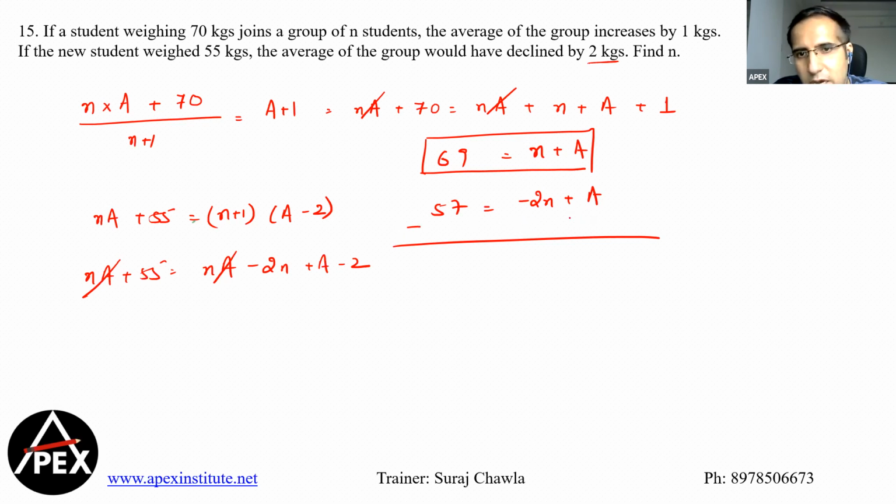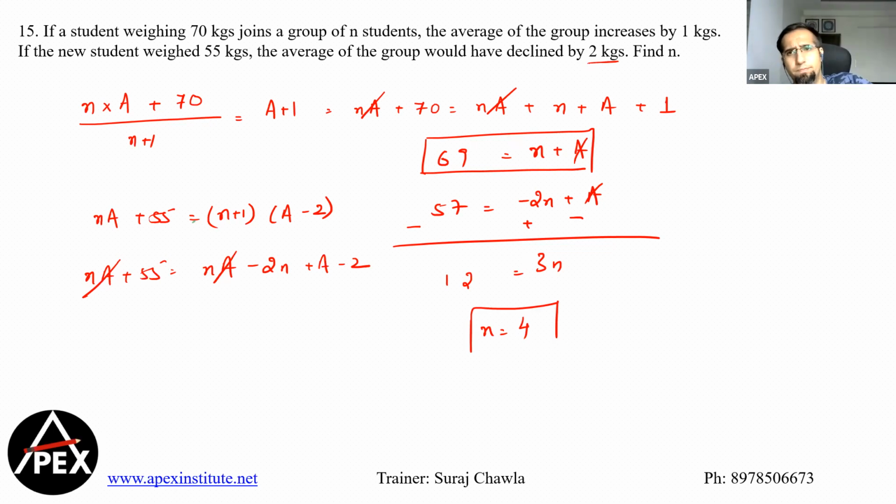Minus, plus, and a minus. So we have 3n is equal to 12, or the value of n is equal to 4. So what is the value of n here, guys? So the old number of students will be 4. Can I move forward?